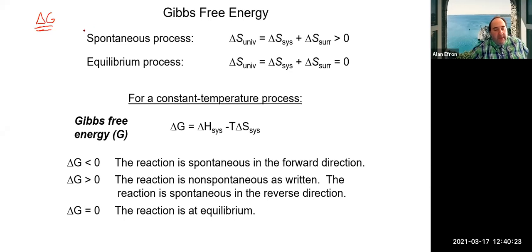So earlier we saw that if we look at delta S, for a spontaneous process to occur, we do need delta S of the universe to be greater than 0. If it's equilibrium, then it's at 0. So this is one way that you could calculate the delta G of a reaction. The delta G is equal to the delta H minus T delta S.